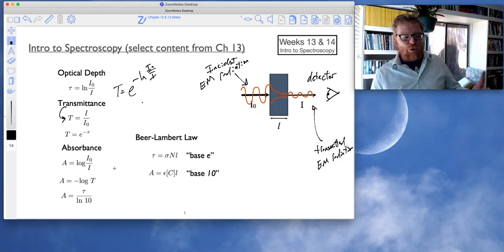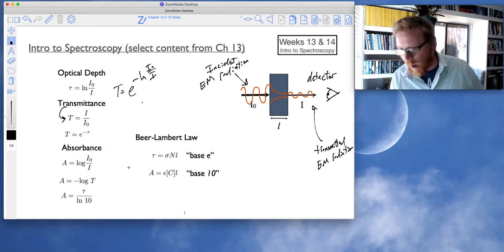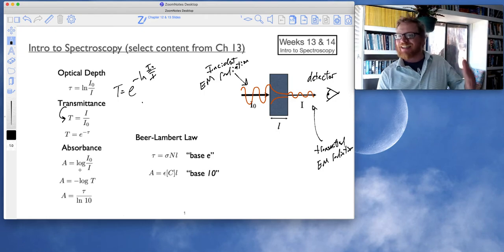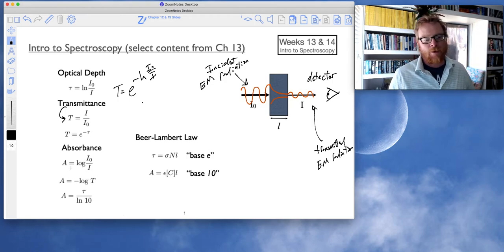So why we use log base 10 for absorbance, I have no idea. Maybe just to confuse you poor students even more. But if I was writing the equations, I would have kept absorbance as a natural log relationship because it is a naturally exponentially decaying function. In any event, I don't write the rules. So absorbance by definition is given as log base 10 of I0 over I. And of course, we could say then A is the negative log of T, the transmittance.